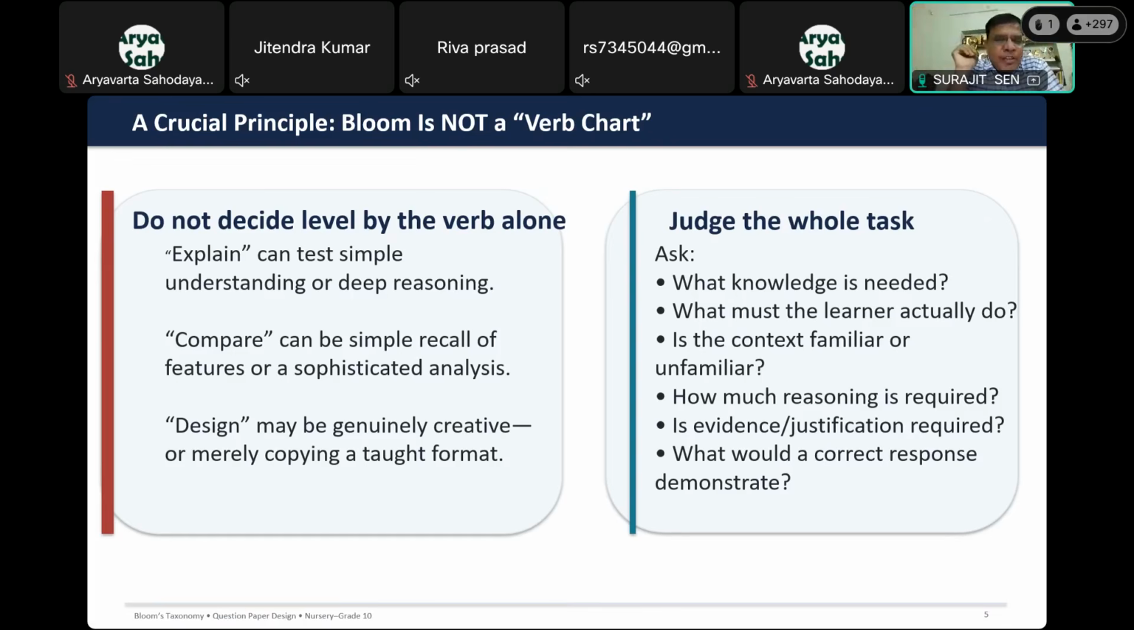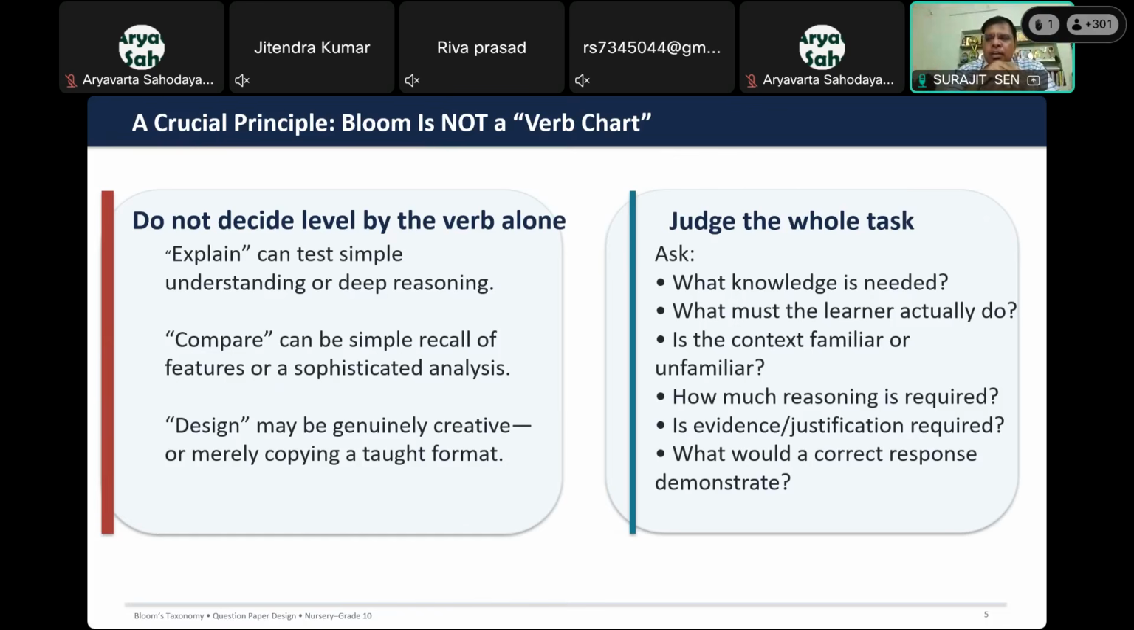Design may be genuinely creative or merely copying a thought format. Now, if you ask a question, design how this particular machine works, sometimes a simple illustration can be done, but an illustration with deeper examples and different explanations can bring out a better result. So that is why Bloom's taxonomy is not just a simple verb chart. It is something that will help the students go deep into the meaning.